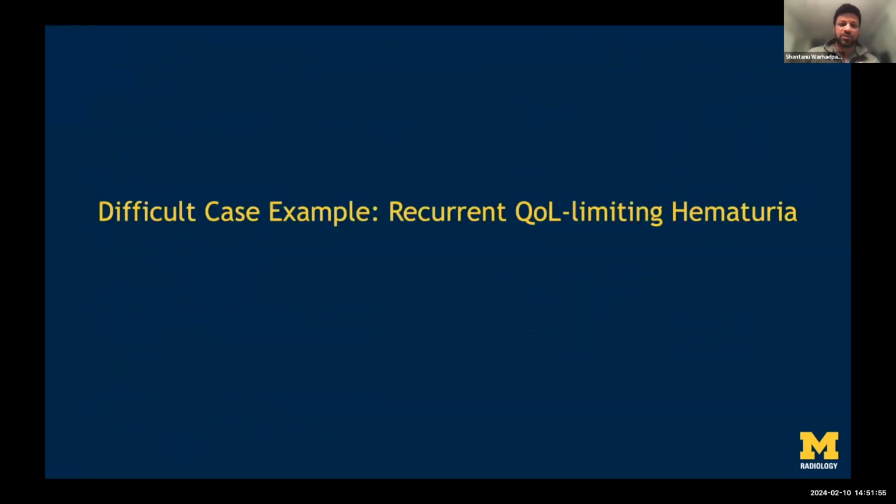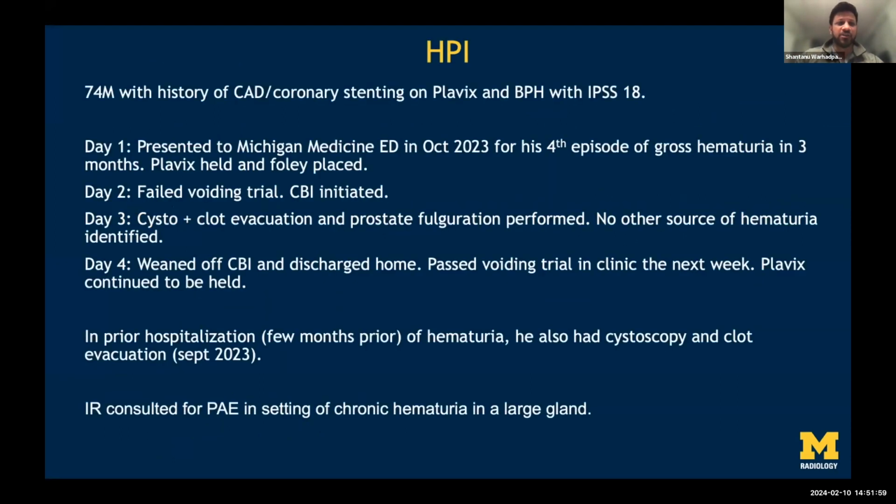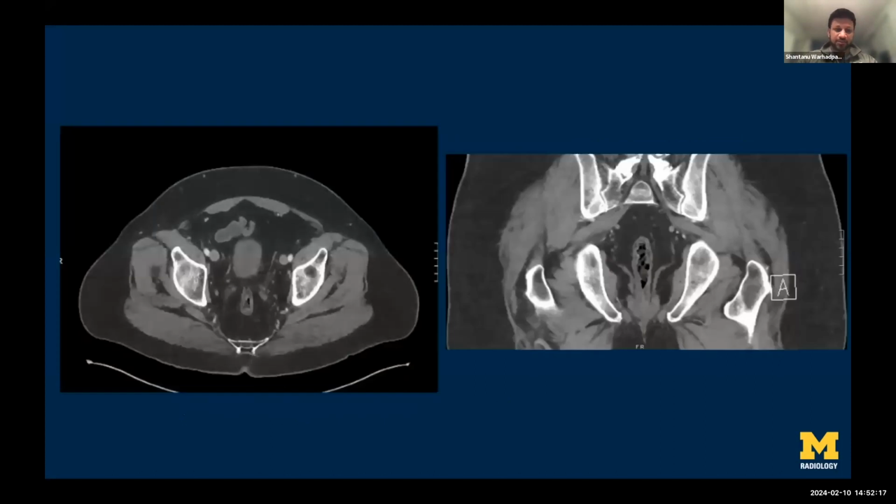This is a patient who had quality of life limiting hematuria. This is a gentleman who had coronary artery disease and a recent stenting on Plavix. BPH IPSS was 18. He had a very complicated history, but the point was that he had hematuria, a lot of bleeding from his prostate. We confirmed it was from BPH and nothing else.